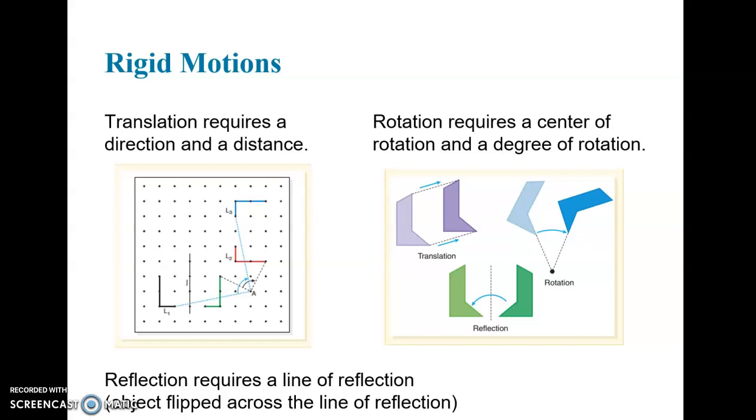Transformations. A translation, or slide, requires a direction and distance. In a translation, every point on the pre-image moves in the same direction for the same distance to form the image. A reflection, or flip, requires a line of reflection. A reflection is a transformation in which an object is flipped across a line of reflection. A rotation, or turn, requires a center of rotation, a point, and a degree of rotation. The center can be on the shape being turned or away from the shape being turned.